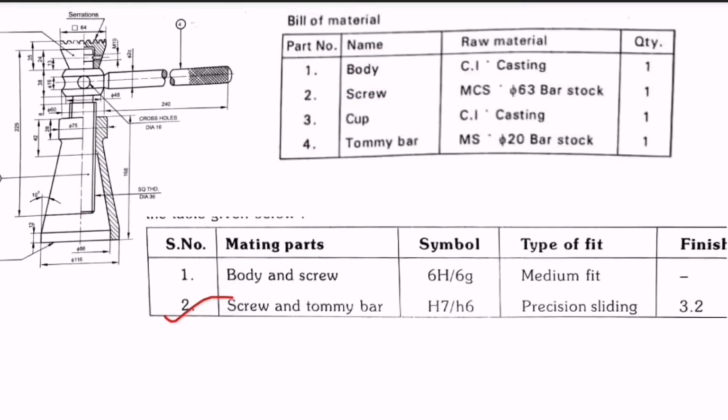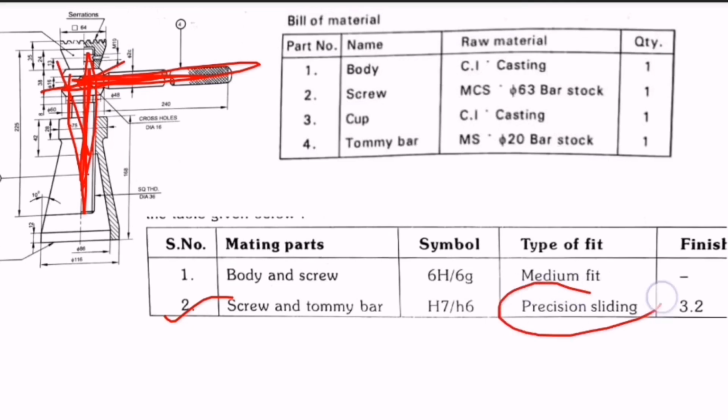Next is screw and Tommy bar. This inside figure is the screw, this is the Tommy bar. These two are mating each other. Its type of fit is precision sliding fit. Like this we need to prepare the type of fit and mating parts table.